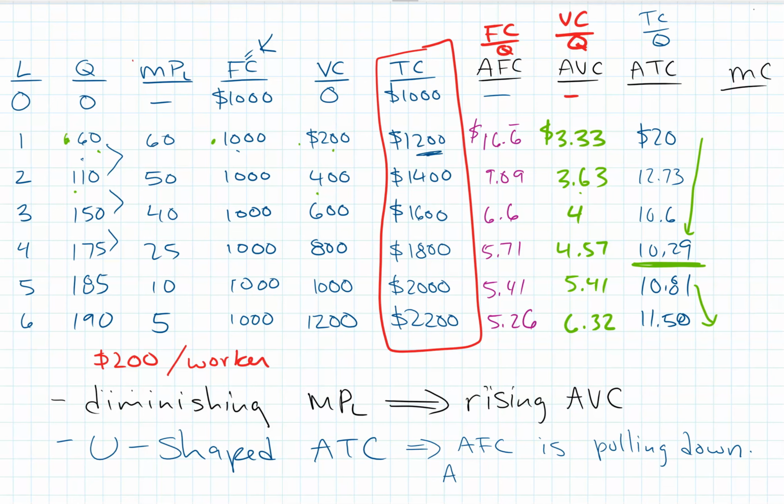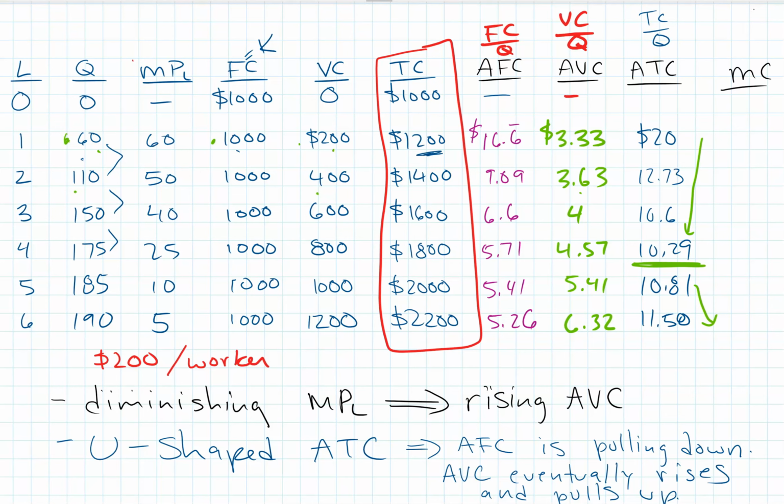At first, average fixed cost is falling quickly. Variable cost eventually rises and pulls it up, right? Okay. The final thing we want to do here is our marginal cost.